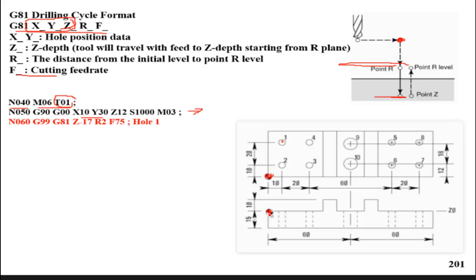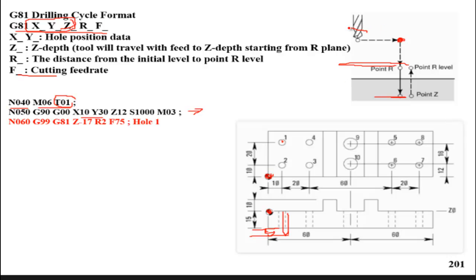Minus from that 0 position. Minus 17 means 15 plus 2. So when the tool comes, it will come like this. This will be the drill. It will be like this. So we allow this 2 millimeters. Why do we allow this 2 millimeters?